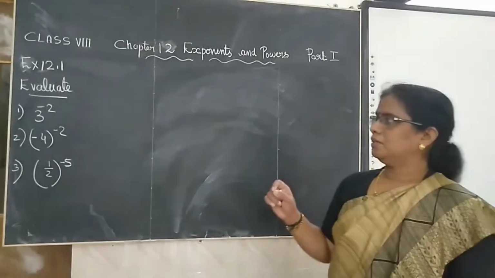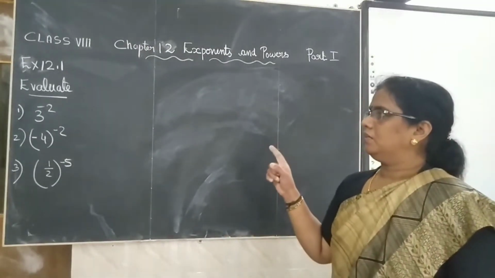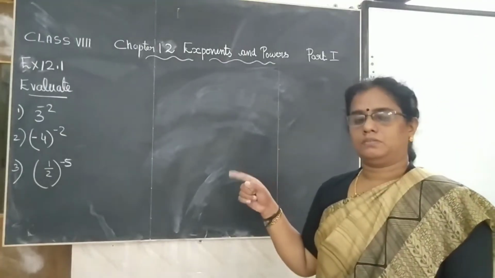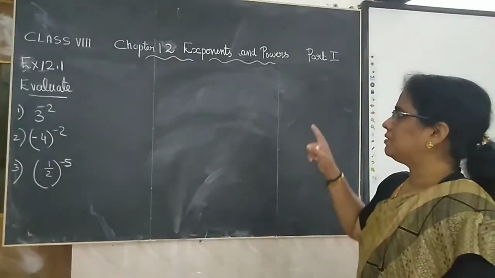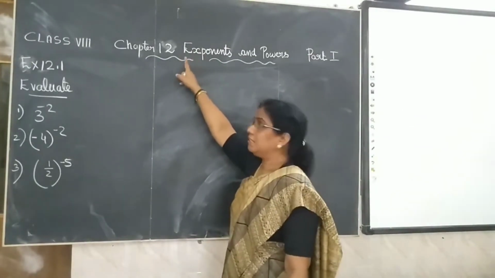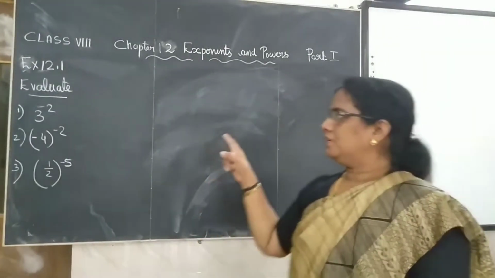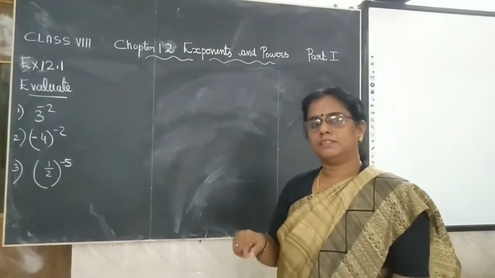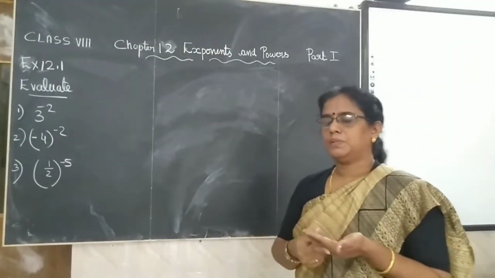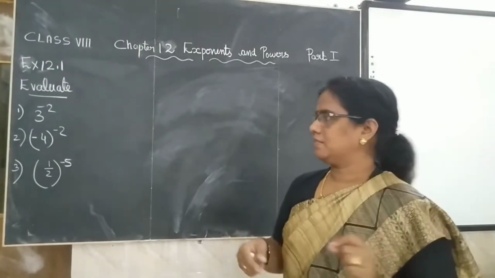Now we will discuss exercise 12.1, question number 1 onwards. By mistake it was written chapter 30 before; it is chapter 12. Now the first question we can discuss, that is evaluate. Evaluate means you have to find the correct, simplified answer.